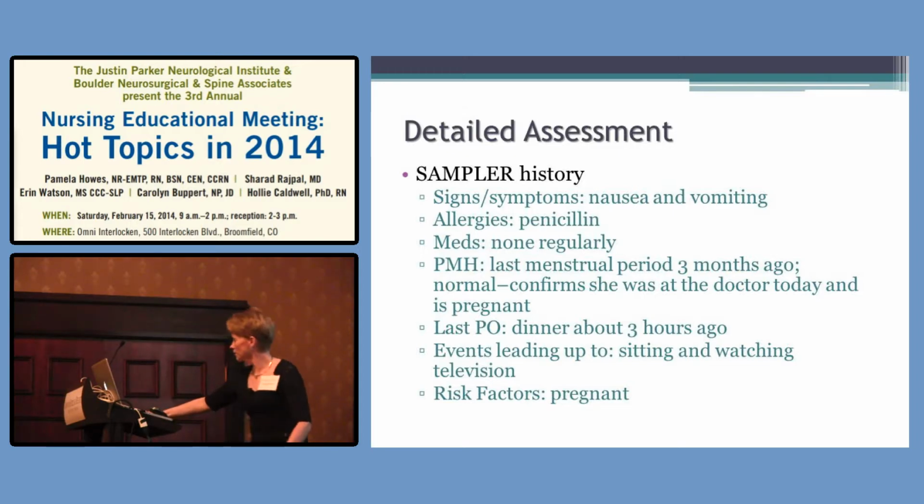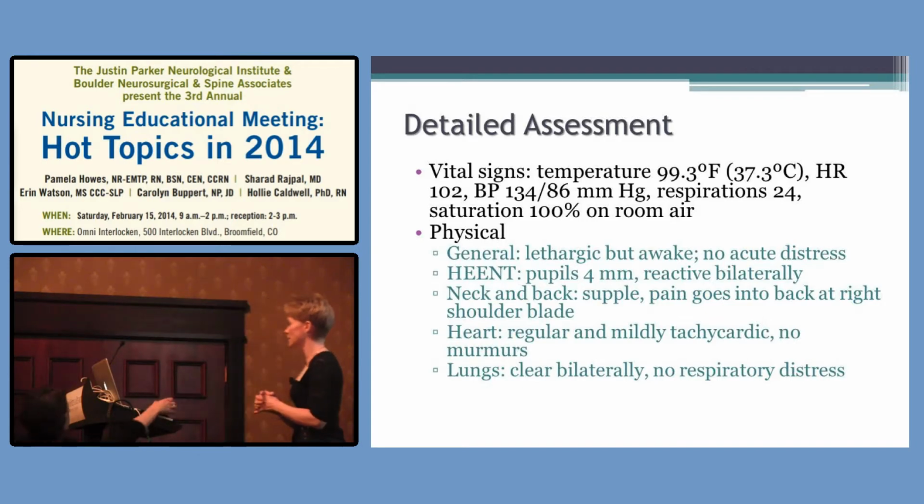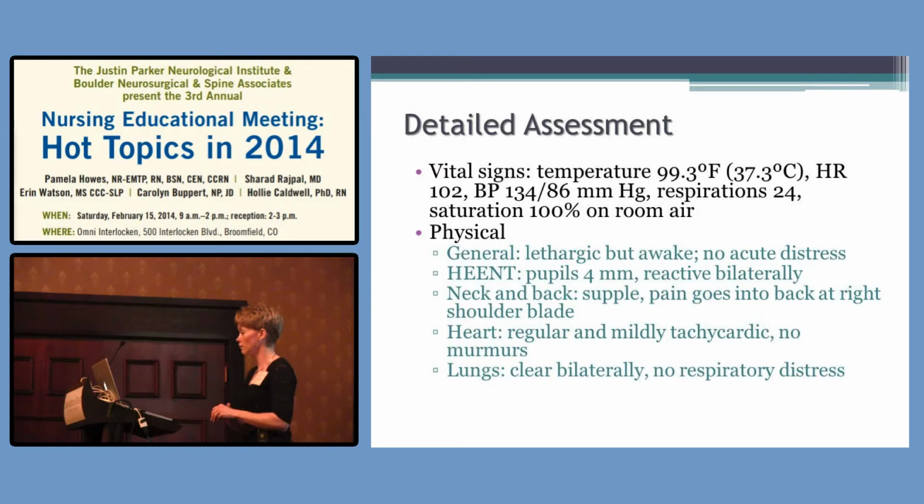I'm going to give you your detailed assessment. Oh, there it goes. All right, so you guys, she has a temp of 99.3. Her heart rate's 102. Her blood pressure is 134/86. And her blood pressure looks pretty good, right, for her. I think that's a great blood pressure. She's awake, but she's lethargic. 40-year-old lethargic? Probably not right, right? Okay. Her pupils look good. She's got back pain that goes into the right shoulder blade. Huh. Sick or not sick? Sick, right? There's something going on with her.